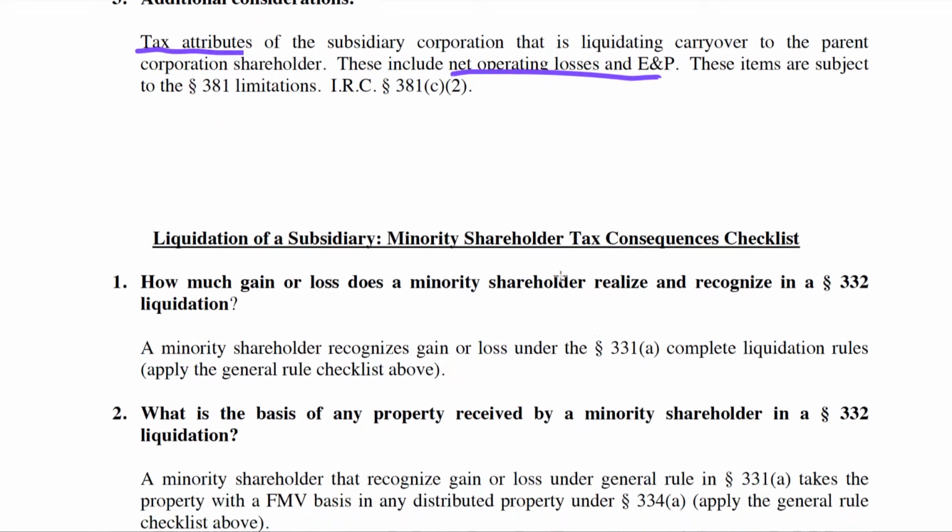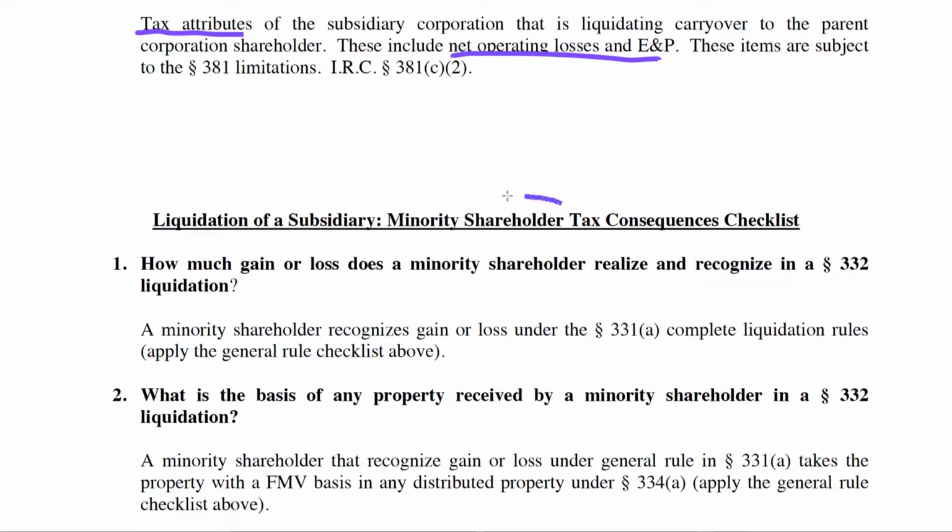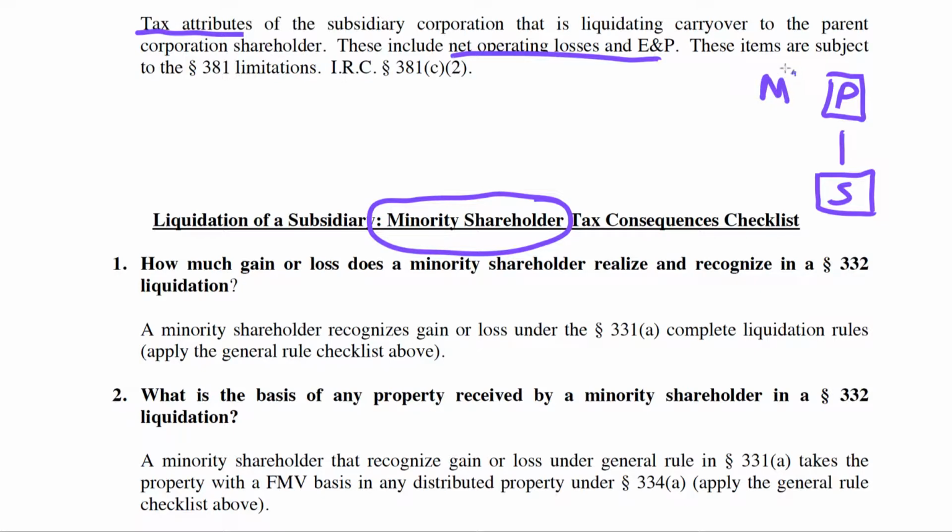Okay, what about the tax consequences of the minority shareholder, right? So we did an example earlier where we had parent corporation owns 80% of the voting in all classes of subsidiary corporation. And then we had a minority shareholder who's, let's say, an individual, owns 20%. So 80% here. Okay, we just talked about the consequences of the parent. 20% owned by minority shareholder. What about the consequences of minority shareholder?